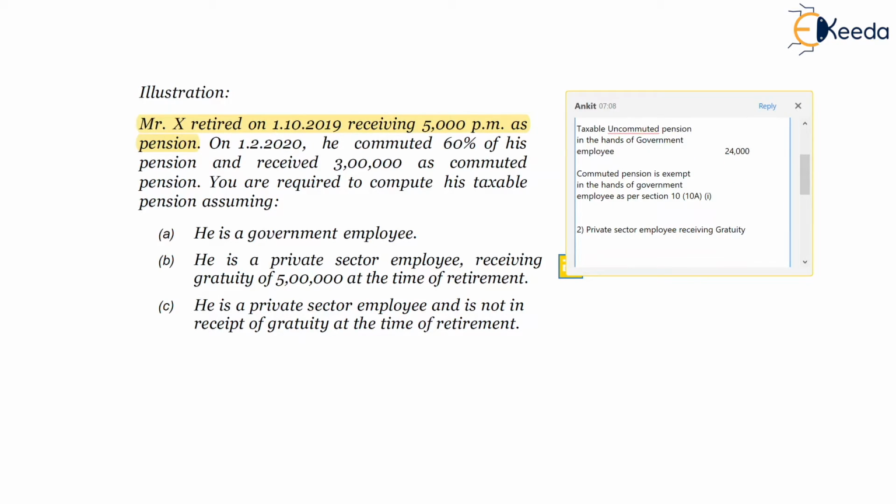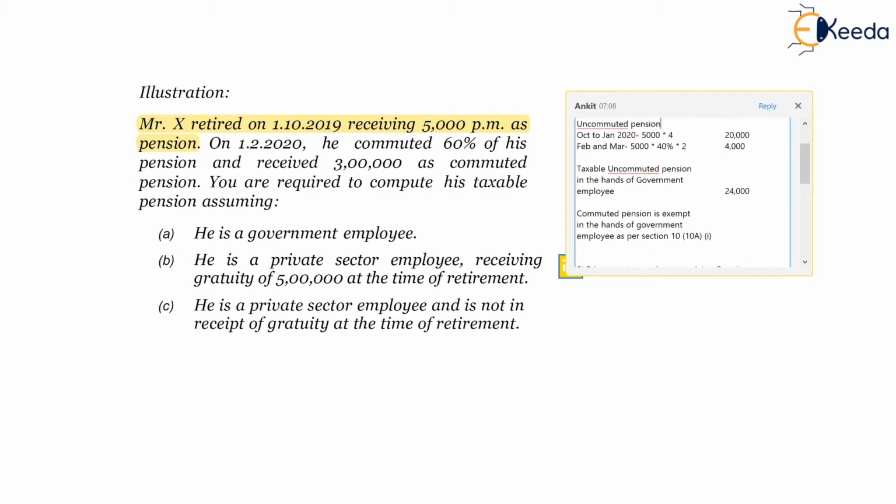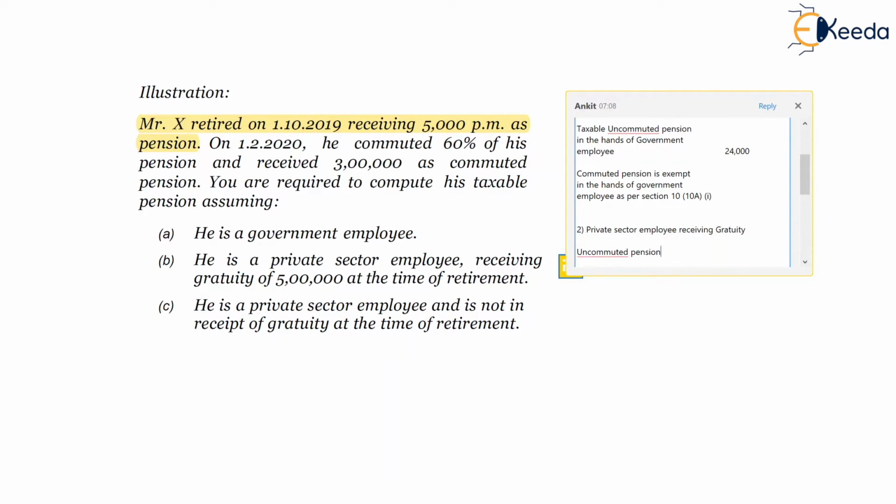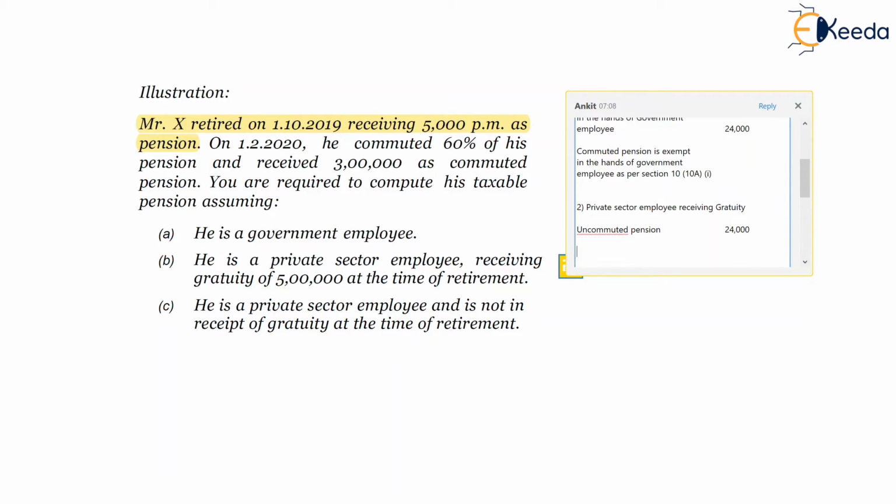So similarly, friends, uncommuted pension will be the same as above, which is 20,000 from October to January, and in February and March it will be 4,000. So uncommuted pension will remain the same at 24,000. And for commuted pension, we will have to calculate the exemption amount under clause 10A of subclause 2.